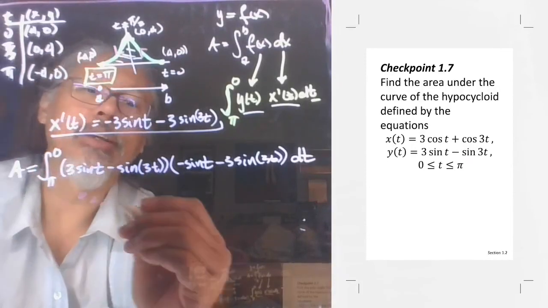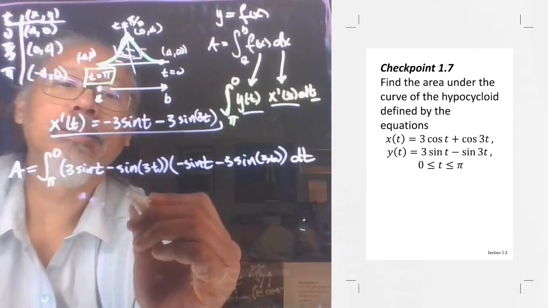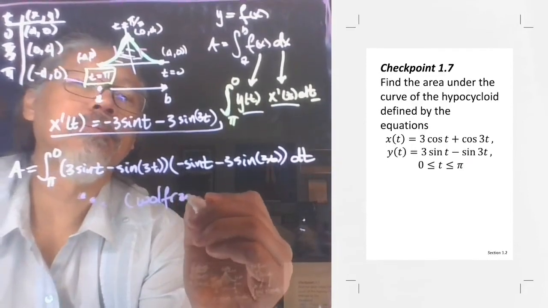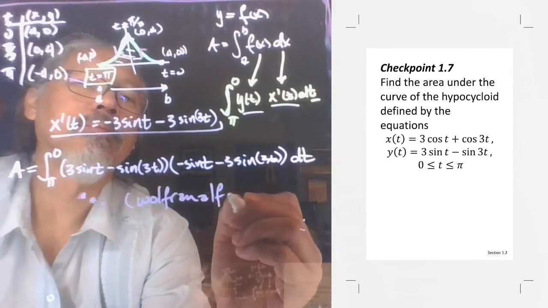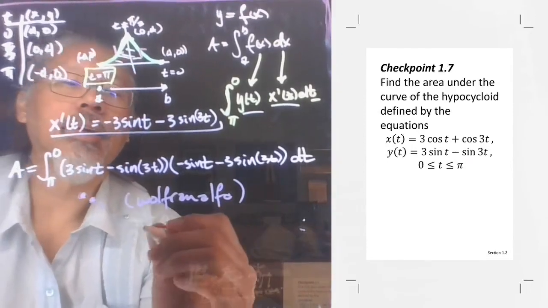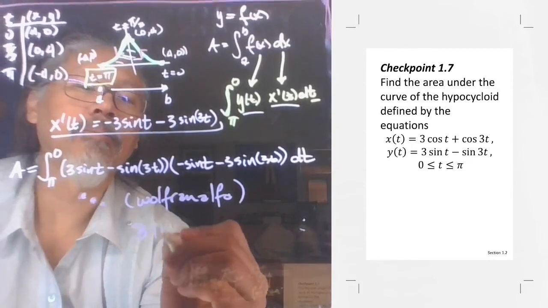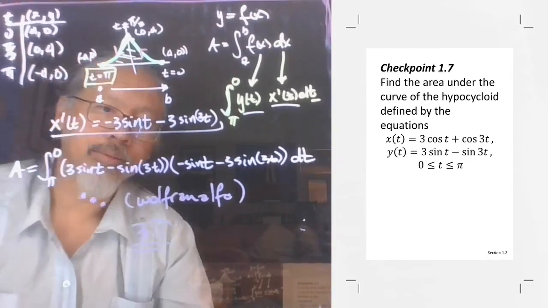So let's just say I did it using Wolfram Alpha, and this is going to end up being 3 pi. All right, so that's your area.